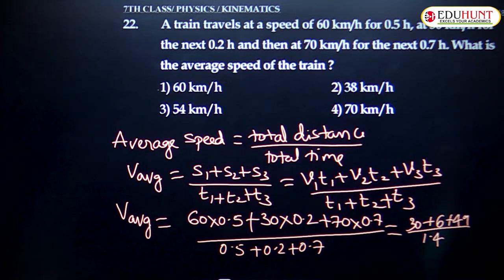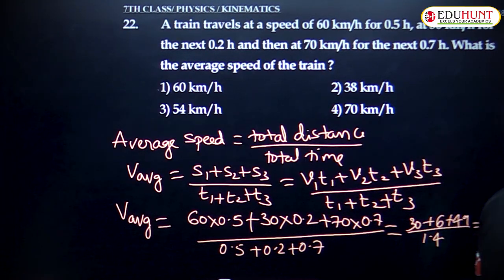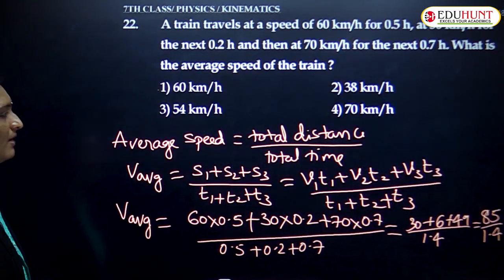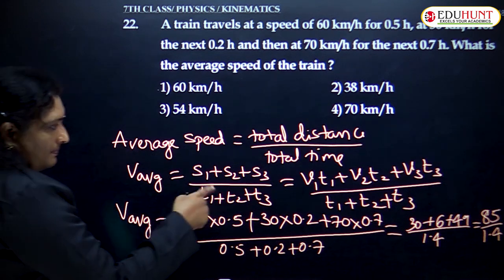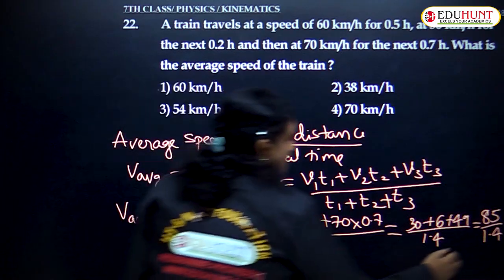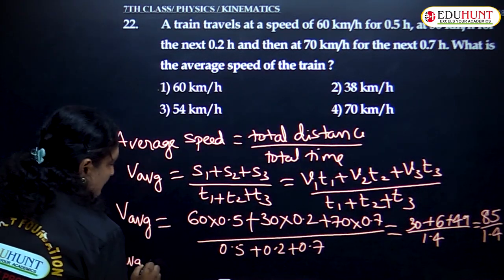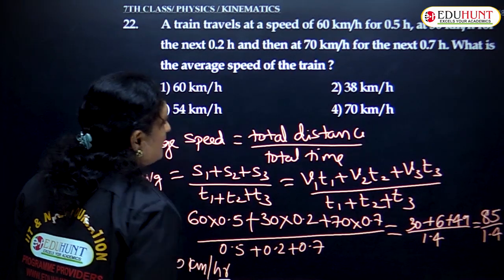1.4. So 30 plus 6 plus 49 is found to be how much, children? 36 plus 49 is 85. So your answer is something around 85 by 1.4. So if you simplify, what is the value of 85 by 1.4, children? It would be something around 60. Yes. So average found to be something around 60. Therefore, V average is approximately equal to 60 km per hour.